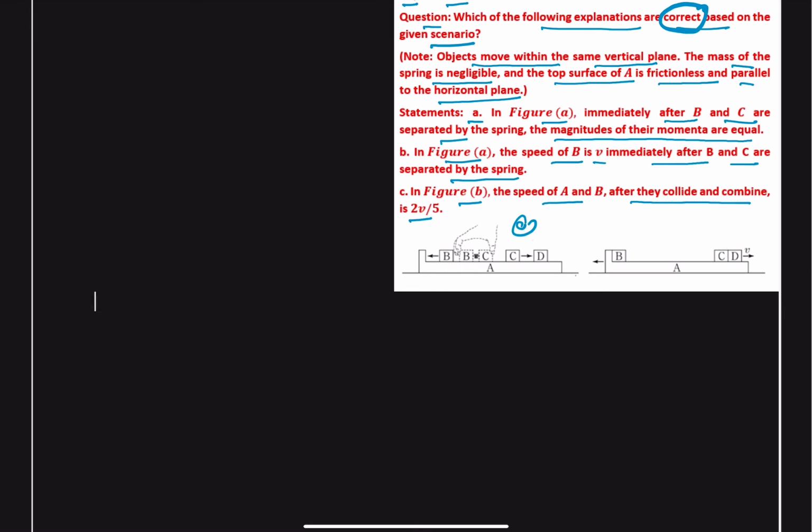This is figure A and this is figure B. Initially B and C are connected with a spring and they are released. B and C move in opposite directions. C combines with D as shown in figure B, and B combines with A, where A is the bigger block which acts as the base for everybody. So we have to find out whether it's correct that immediately after release the momenta of both B and C are equal.